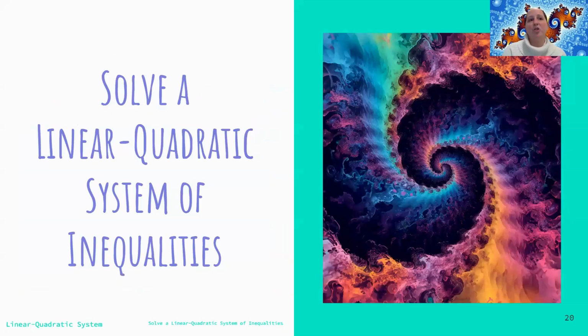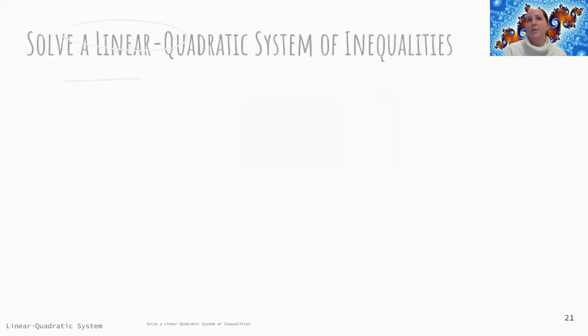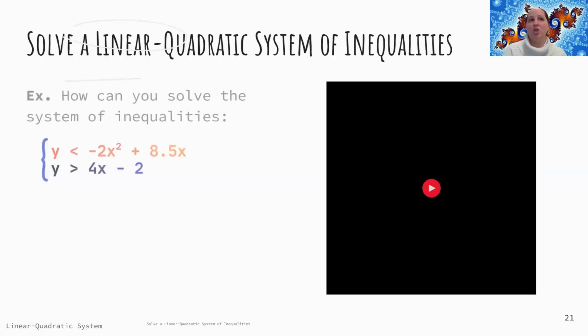Solve a linear quadratic system of inequalities. So this is very similar to how I solve the system of equations. Now I'm dealing with inequalities. I have y is less than -2x squared plus 8.5x, and y is greater than 4x minus 2.